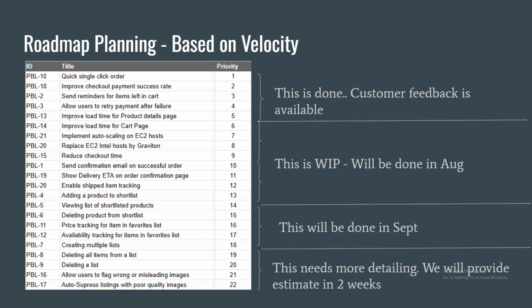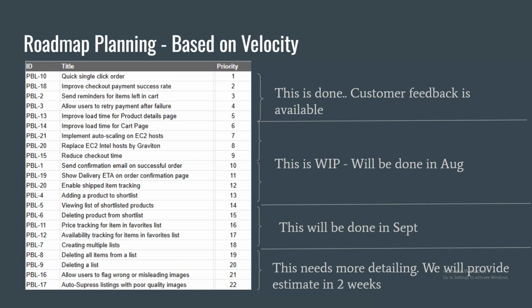What do we do with this velocity? With this velocity, we will be able to tell the stakeholders that these top 1 to 5 tasks are done and customer feedback is available. These are work in progress. Maybe this is in the current sprint, this is the next sprint, and this will be done in August. So we can tell with a certain level of confidence.